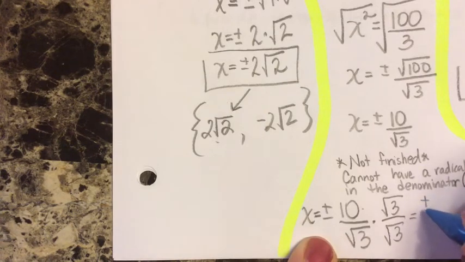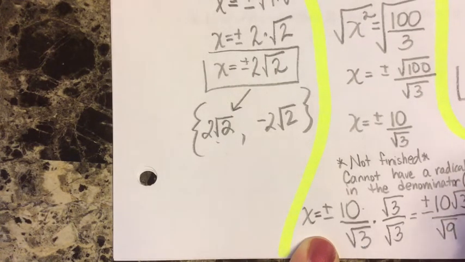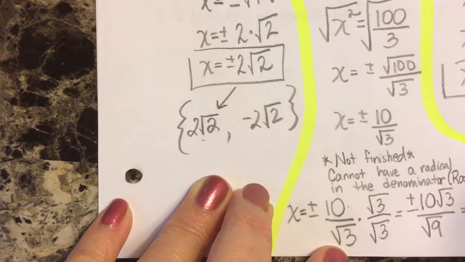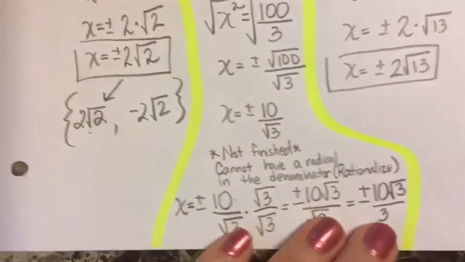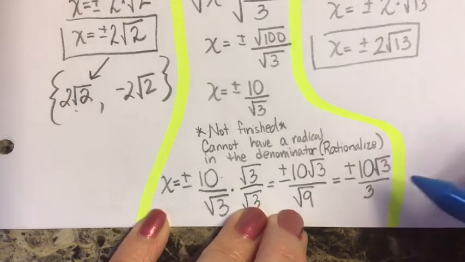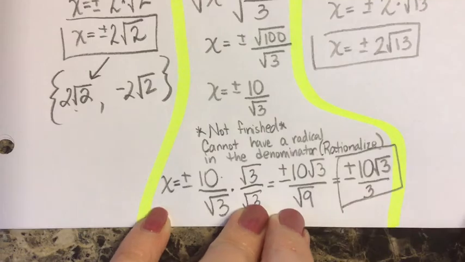I'll keep my plus or minus sign. 10 times the square root of 3 is 10 square root of 3. The square root of 3 times the square root of 3 is the square root of 9. And then hopefully you notice that that will simplify into 10 times the square root of 3 over 3. The square root of 9 is 3. So that is my final answer for number 11. 10 times the square root of 3 over 3.